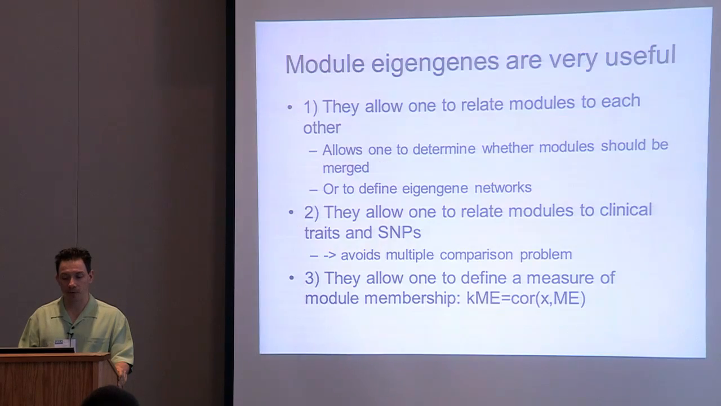Why? Because remember, we use the module eigengene to relate modules to the traits, meaning disease status. We use the module eigengene for defining the measure of module membership, the connectivity. So the definition of disease-related modules, and finding disease-related hub genes, is highly robust.